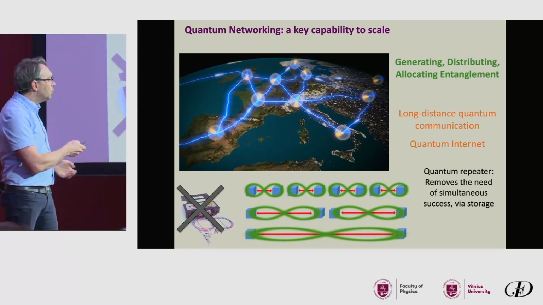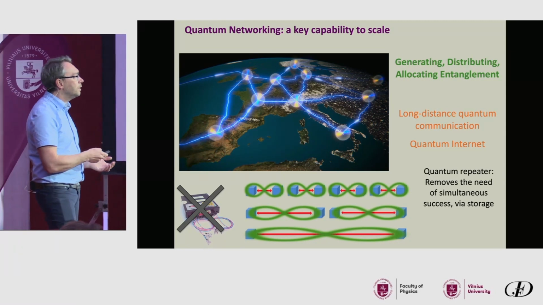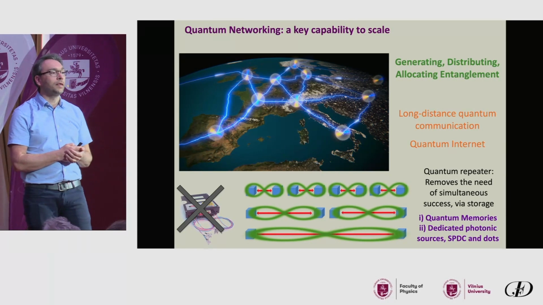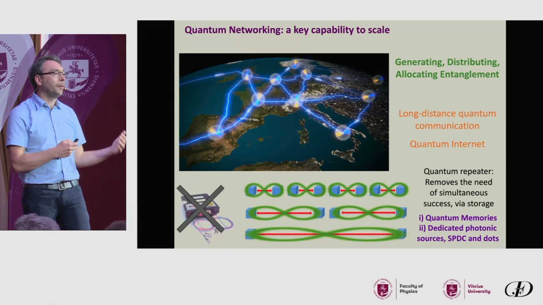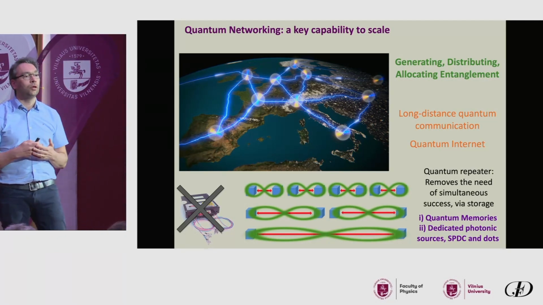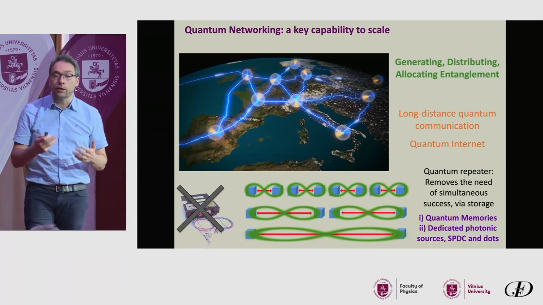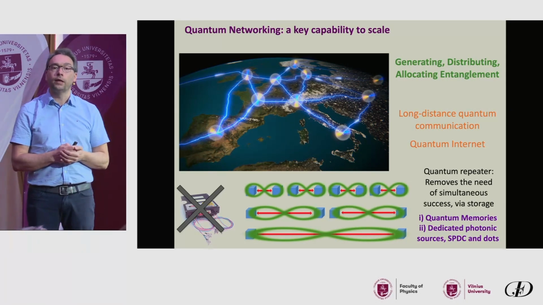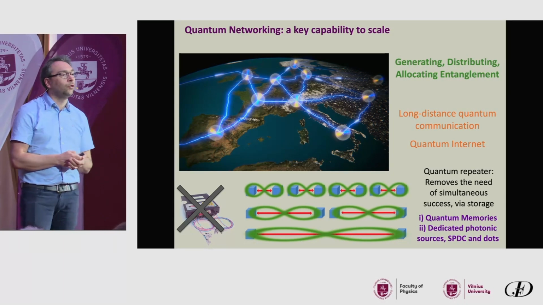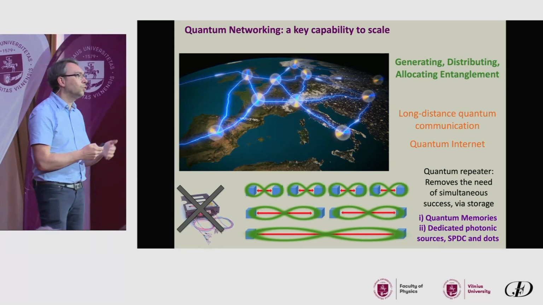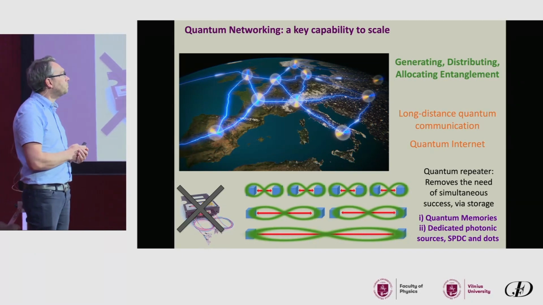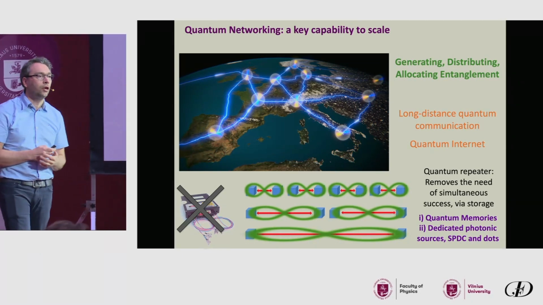So in this scheme, what you need is really quantum memories. And thanks to quantum memories, you can remove the need of simultaneous success. So you have an asynchronous preparation of the network thanks to the quantum memory, and that gives you this polynomial scaling instead of an exponential scaling if you don't have this resource. You also need to use dedicated photonic sources, which can be based today on SPDC and tomorrow on more deterministic sources like quantum dots. So that's one path of research, quantum internet.